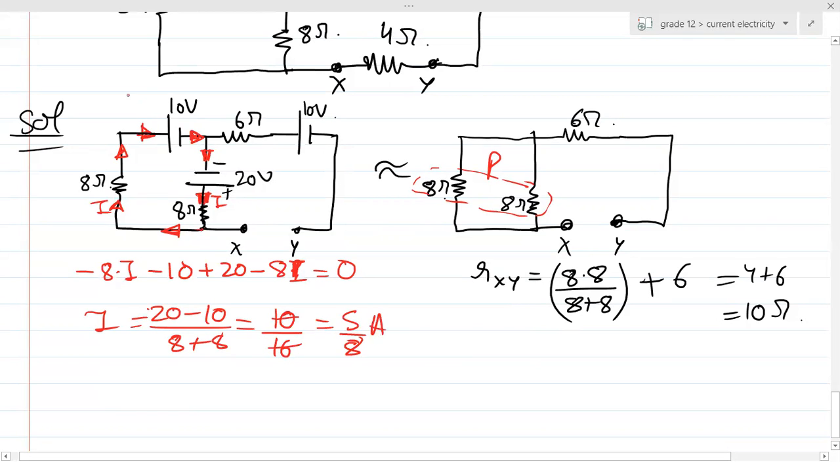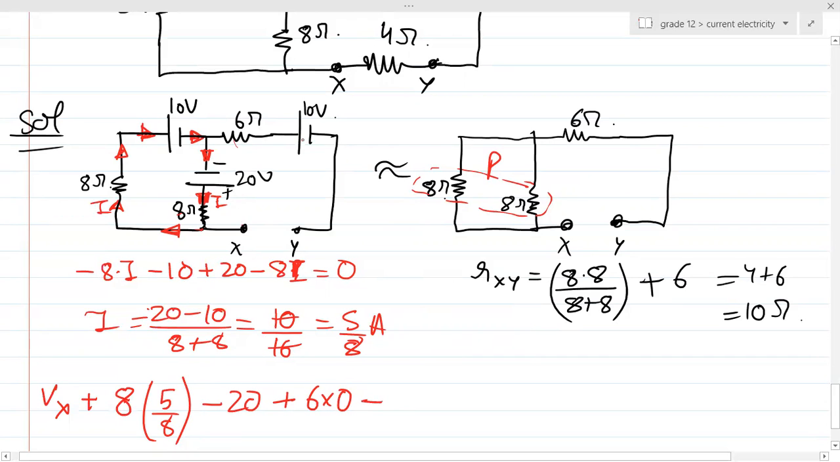So once you found out the current, you will apply the open circuit Kirchhoff across XY. So Vx minus 8 into I. Oh, sorry, plus 8 into I. Why plus? Because we are going in the opposite direction. Yes or no? Minus 20. Then can you see, was there any current flowing through the 6 ohm resistor? No. So plus 6 into 0 or minus 6 into 0, doesn't matter.